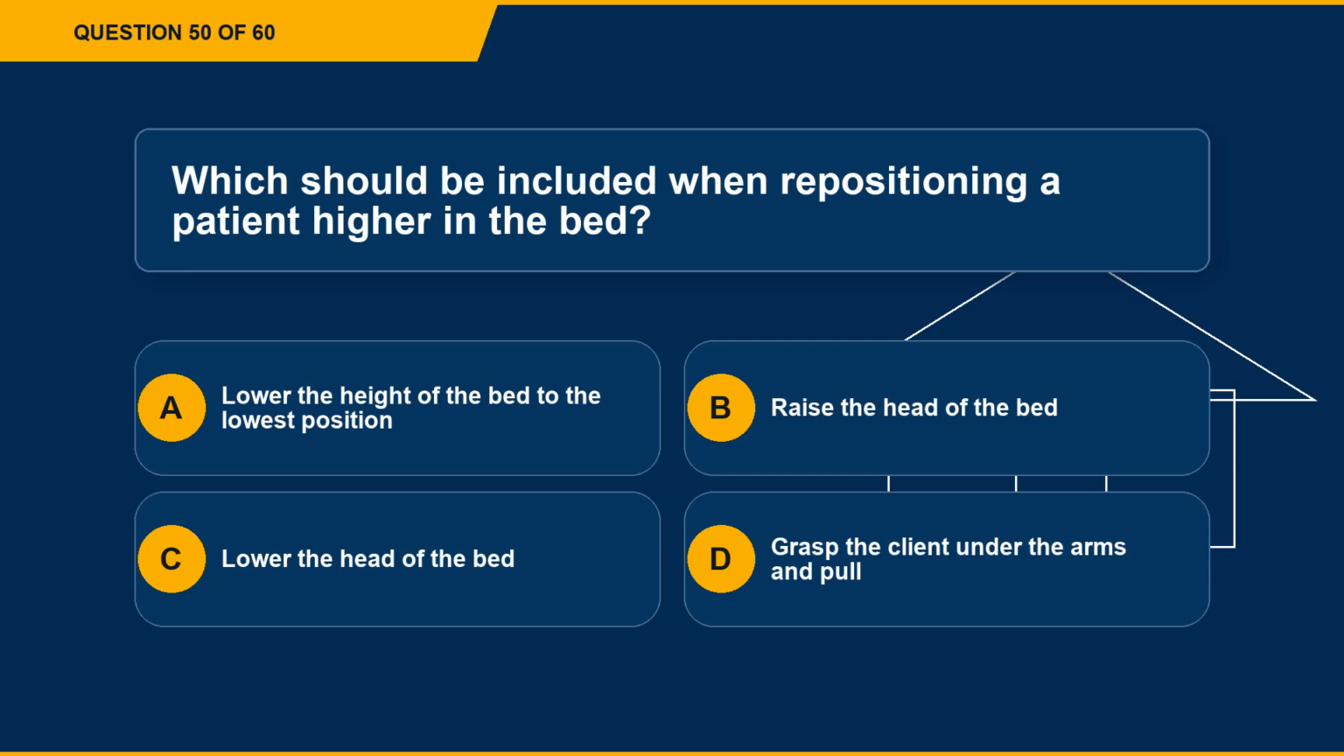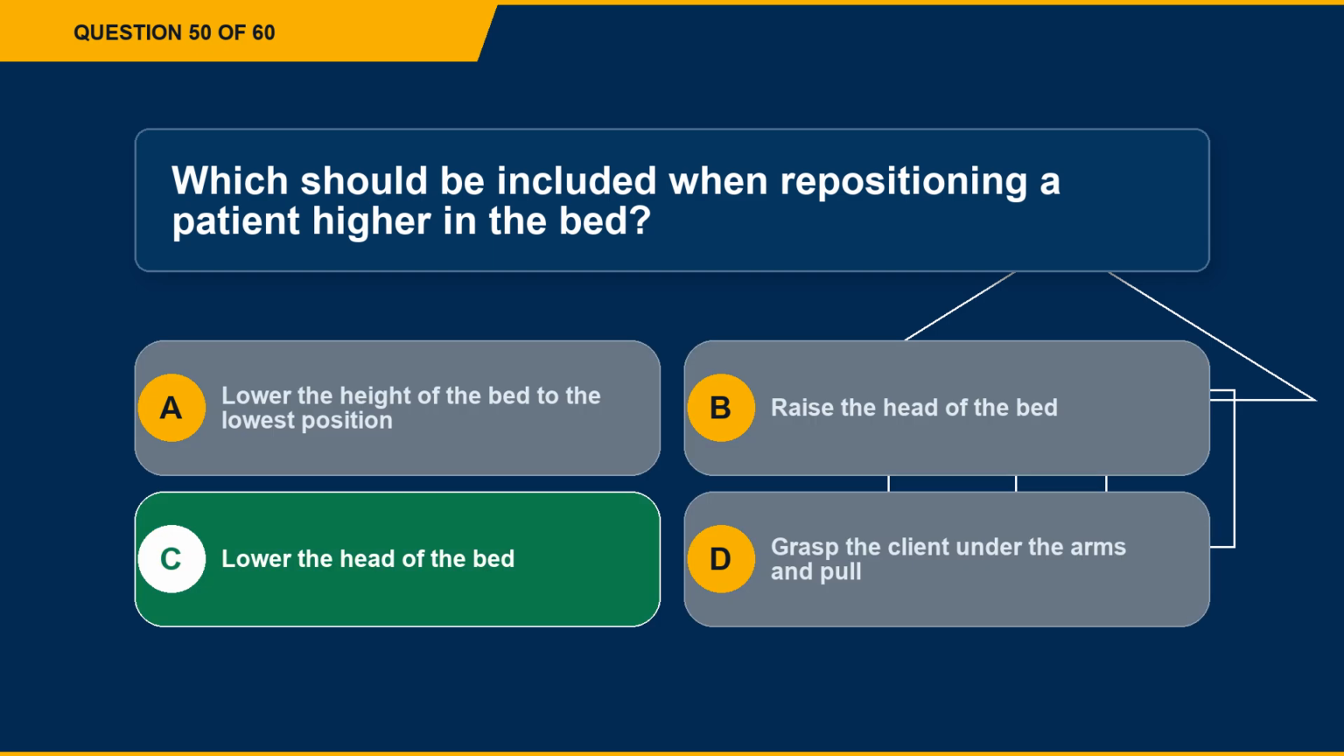Which should be included when repositioning a patient higher in the bed? Option A, lower the height of the bed to the lowest position. Option B, raise the head of the bed. Option C, lower the head of the bed. Option D, grasp the client under the arms and pull. The correct answer is option C, lower the head of the bed.